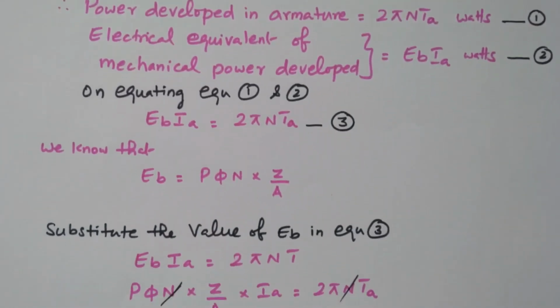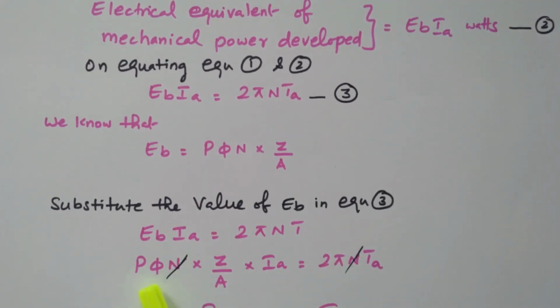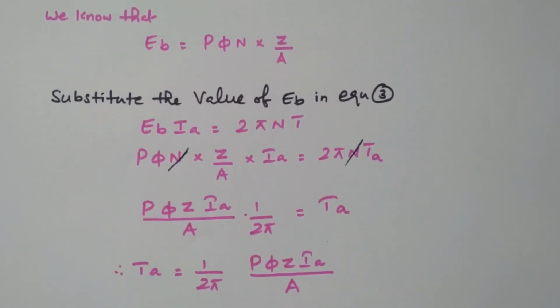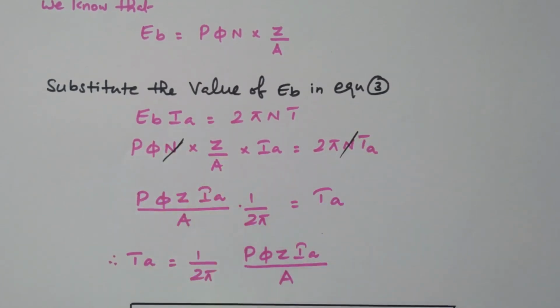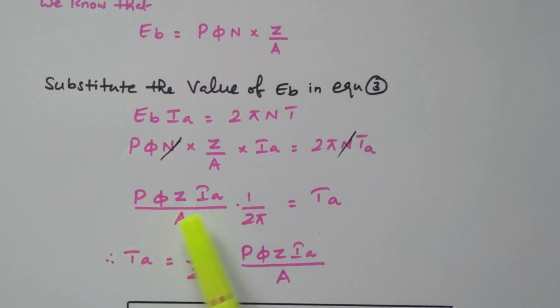But we know that the back EMF EB is P phi n into Z by A, the general formula. This is the equation for generated EMF, which can be used for back EMF also. Now we can substitute this EB in equation number 3. So EB into IA equals 2 pi n TA. Substituting EB, P phi n into Z by A into IA equals 2 pi n into TA. Now n gets cancelled. So P phi Z IA divided by A, with the 2 pi brought into the denominator, equals TA. By rearranging, TA equals 1 divided by 2 pi into P phi Z IA divided by A.